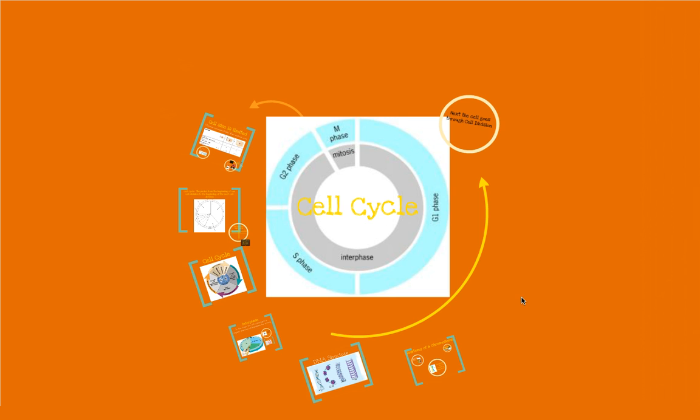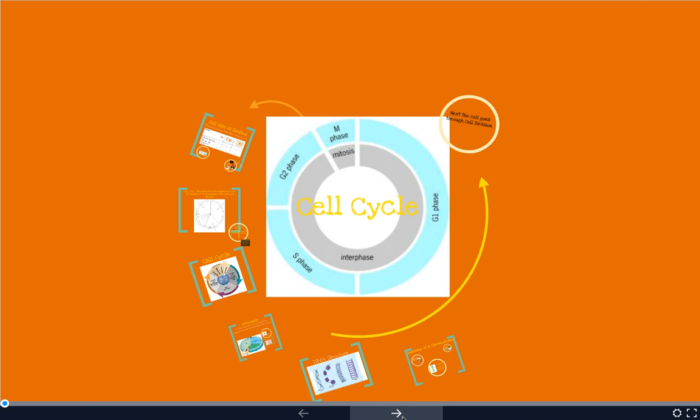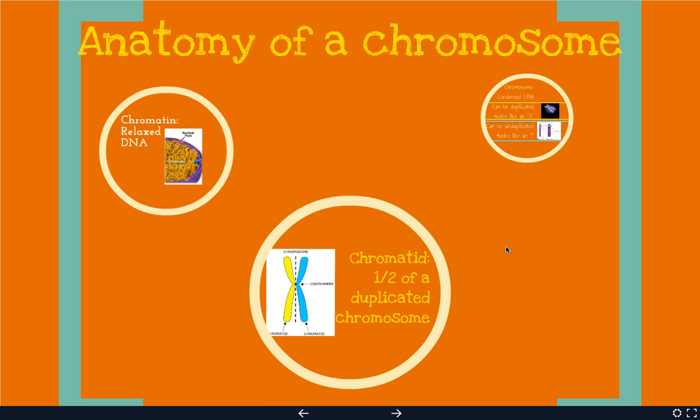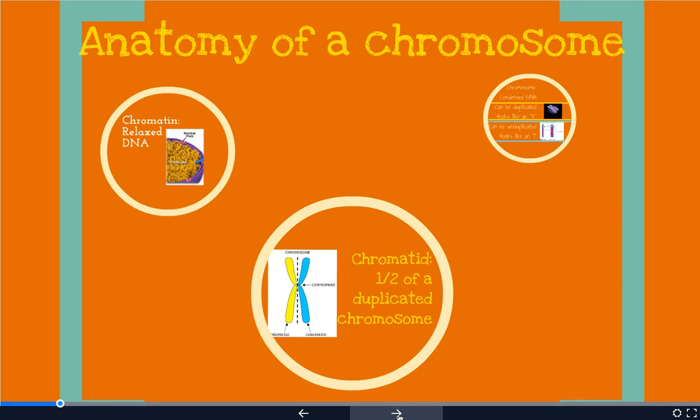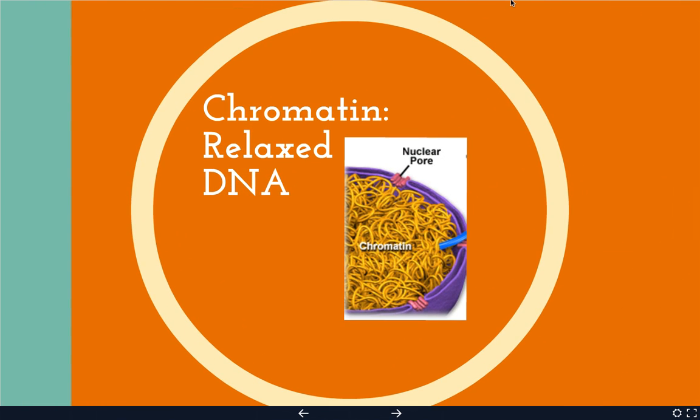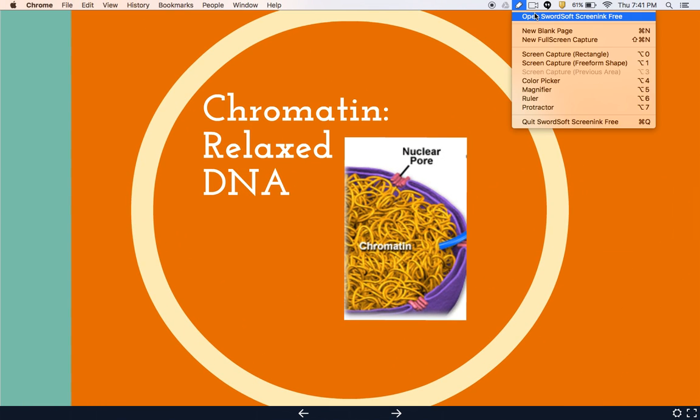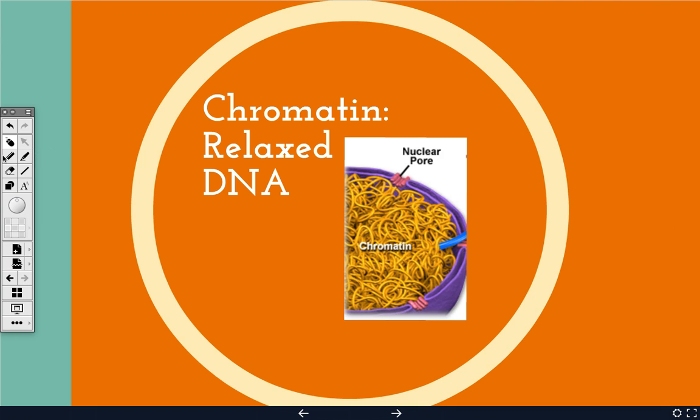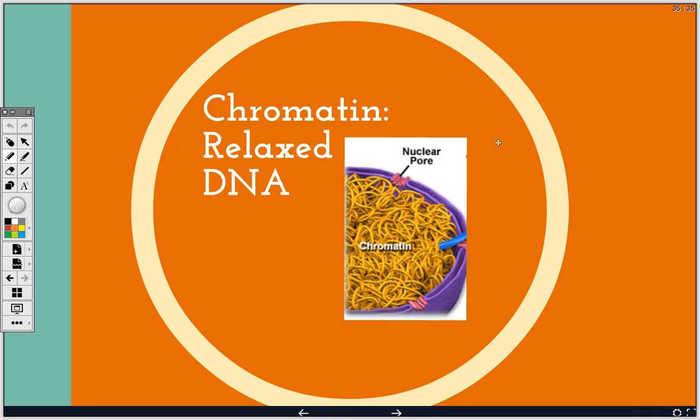Today we're going to be talking about the cell cycle. To get us started, I want to talk about a chromosome and what a chromosome looks like. There are three ways that a chromosome can present itself. One of those ways is called chromatin. All chromatin is, if you ever hear us talk about it, is relaxed DNA. It looks like a string in a small little ball, just the way that I just drew. Or like spaghetti, just like that right here.